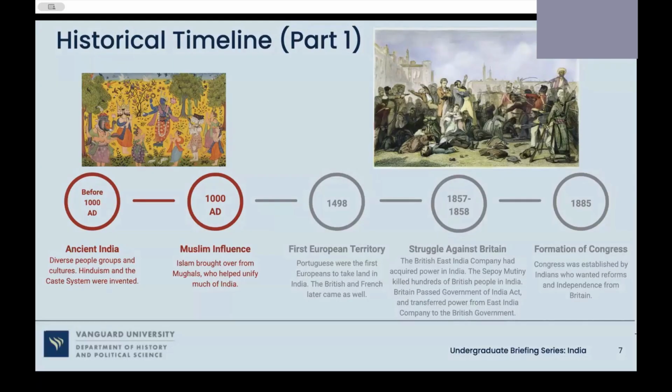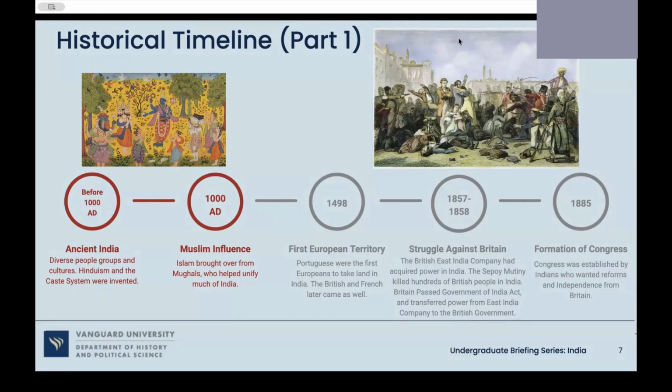So, we're just going to briefly cover ancient India and the Muslim influence. Ancient India we're classifying as before 1000 AD, and ancient India is where we get Hinduism and the caste system, which continue to impact India today. So that's very important to India's culture and history.